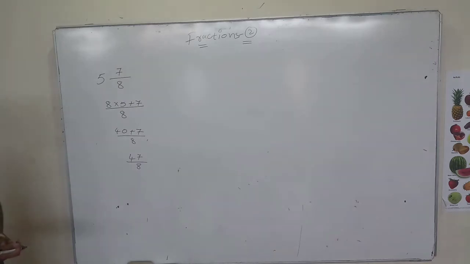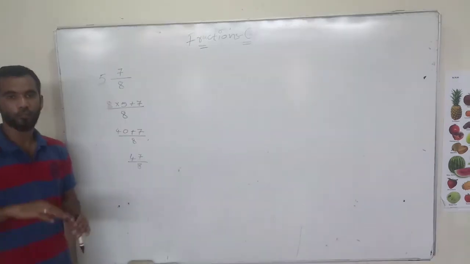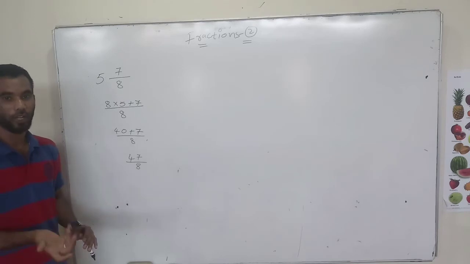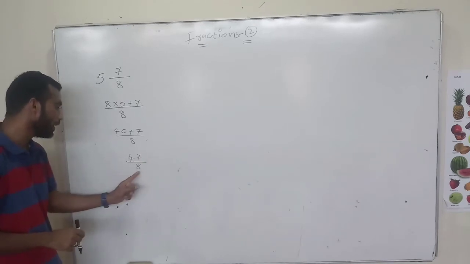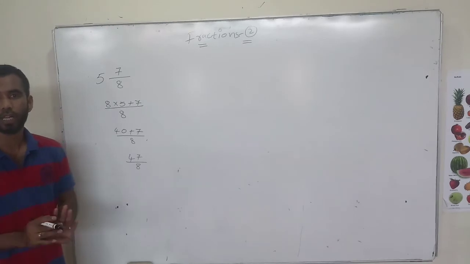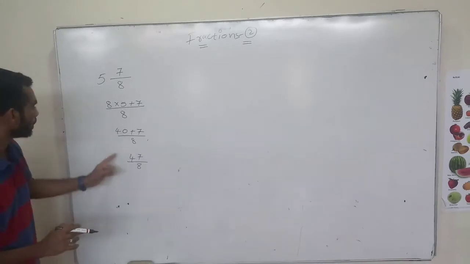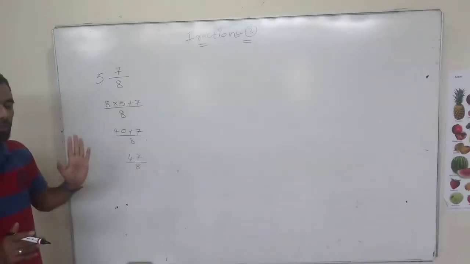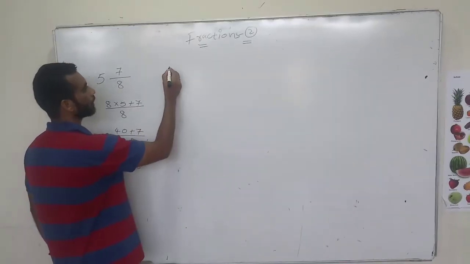Now tell me, 47 by 8, is it a proper fraction or an improper fraction? It is an improper fraction. What is an improper fraction? A fraction in which the numerator is big and the denominator is small is called an improper fraction. Now this is the way of converting a mixed fraction to an improper fraction. One more you will see.